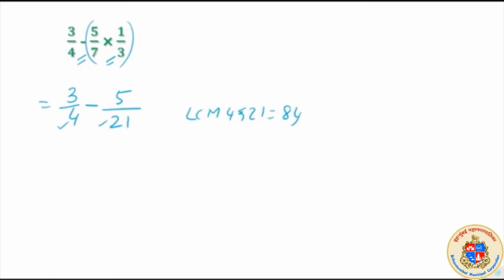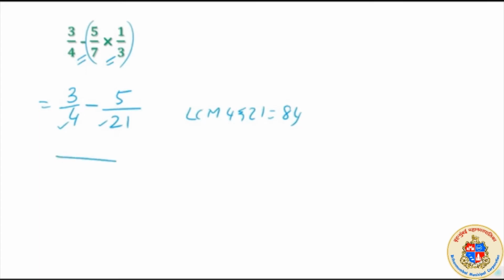Now coming to rational numbers, the same principle will be applied. Here is multiplication, here is subtraction. This needs to be done first in that case. 3 upon 4 minus 5 into 1 is 5, simple multiplication, 21. You got an expression with a subtraction sign, and denominators are different. LCM of 4 and 21 is equal to 84. Easily you have to multiply 3 with 21, 4 with 21, so you will write it just like this.